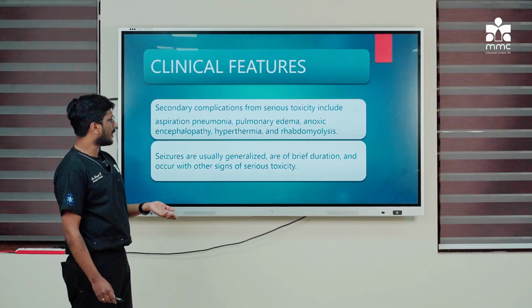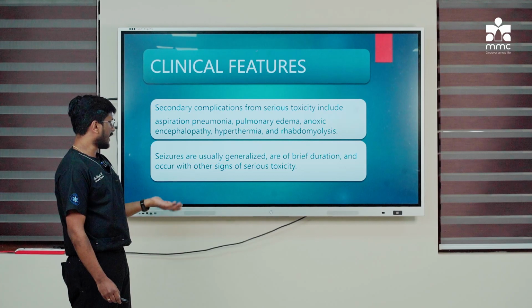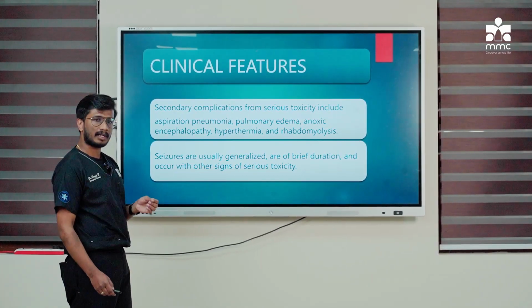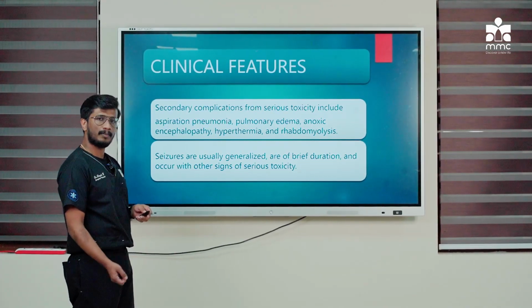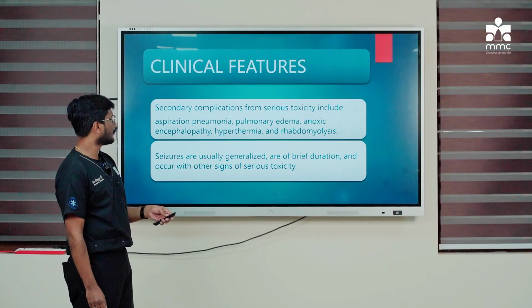Secondary complications can develop from cyclic antidepressant overdose. These include aspiration pneumonia, pulmonary edema, anoxic encephalopathy, hyperthermia, rhabdomyolysis. And seizures are usually generalized and of brief duration, and occur with other signs of serious toxicity.